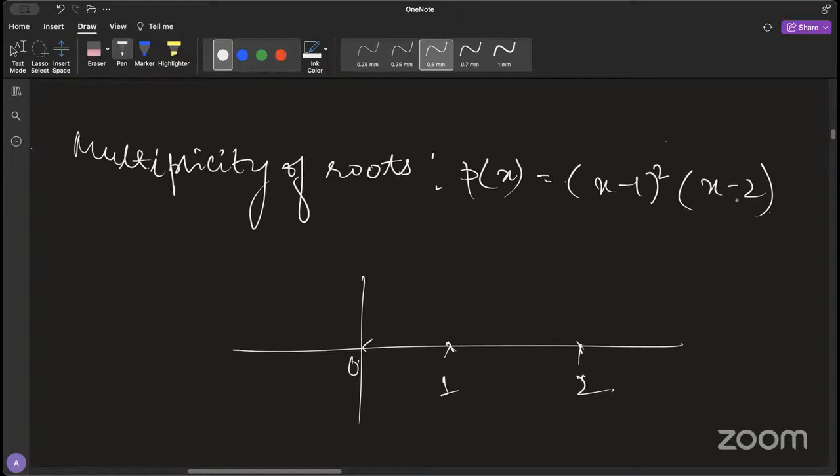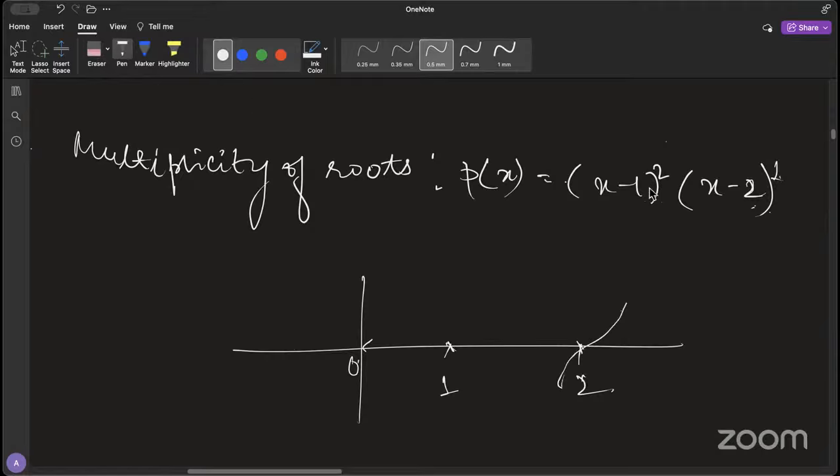If the multiplicity of a root is odd, like this one, then it crosses the x-axis. The multiplicity of root 2 is 1 here, that means it is odd. So it should cross the x-axis either this way or this way, one way, right? This is also possible. This is also possible. That means it touches and crosses it.